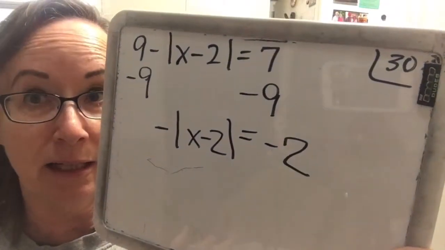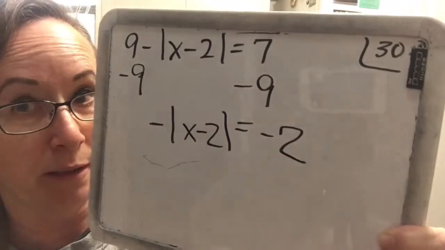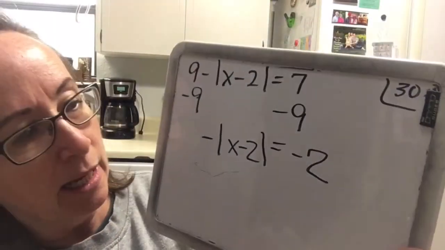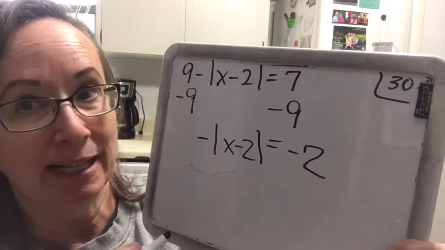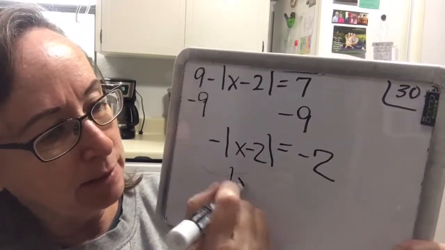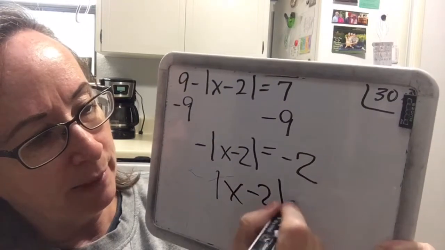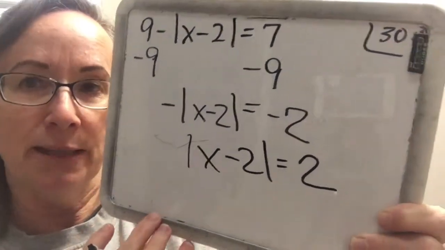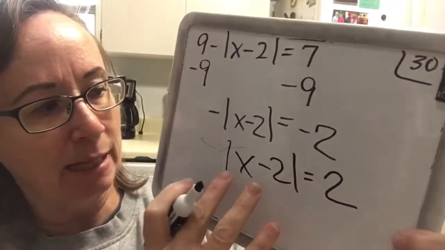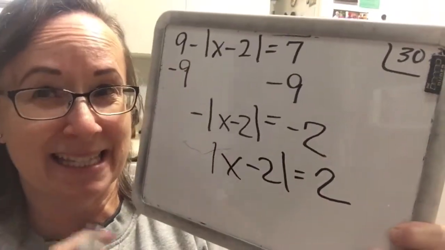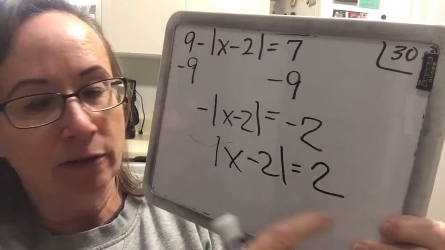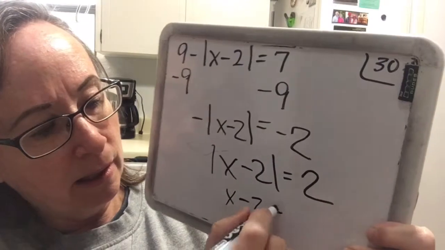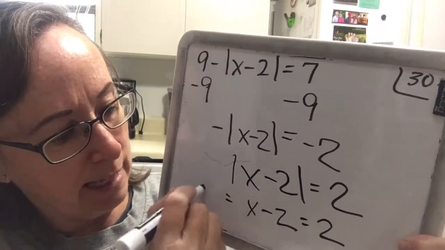Remember, an absolute value can't be equal to a negative number. But since I have a negative absolute value, it should work. So basically, if I multiply both sides by a negative 1 right now, then I get the absolute value of x minus 2 is 2. Okay, so I've simplified it down. I always have to simplify it all the way down until I get my absolute value by itself, and then I can do the 2 and negative 2. So we take off the absolute value, equals 2, equals negative 2.